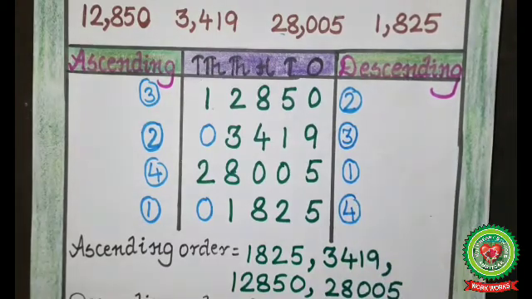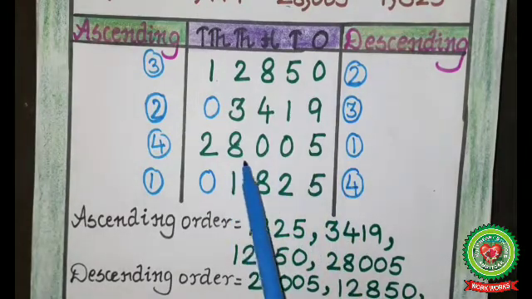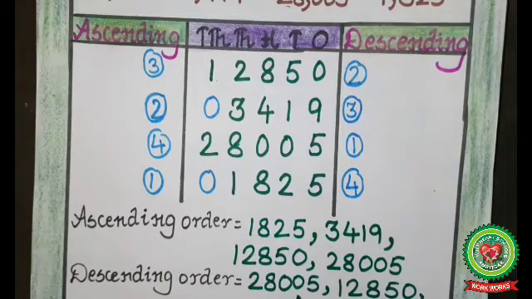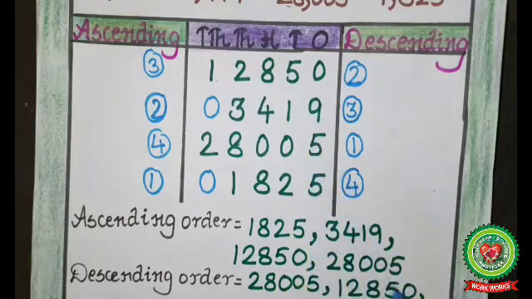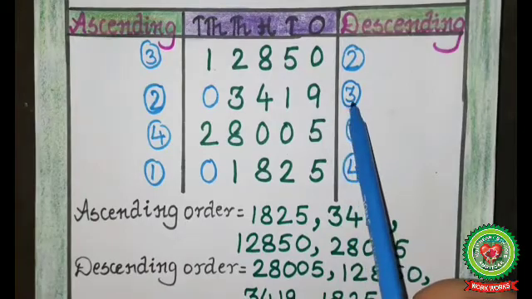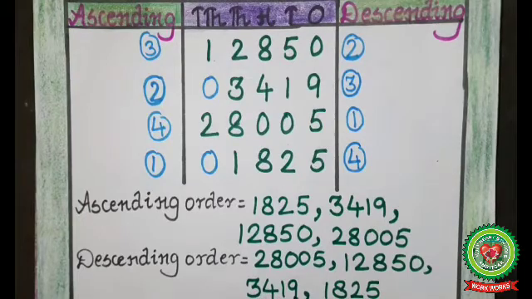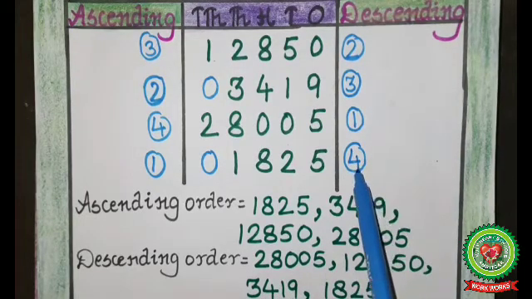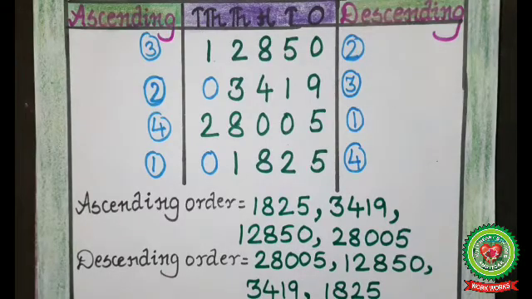Now let's write down the descending order. Number 1 is 28,005. Number 2 is 12,850. Number 3 is 3,419. Number 4 is 1,825. Now students, let's take one more example.